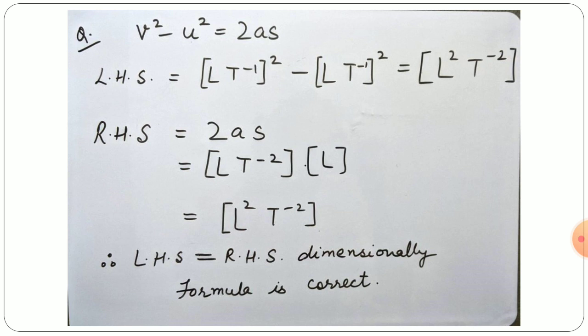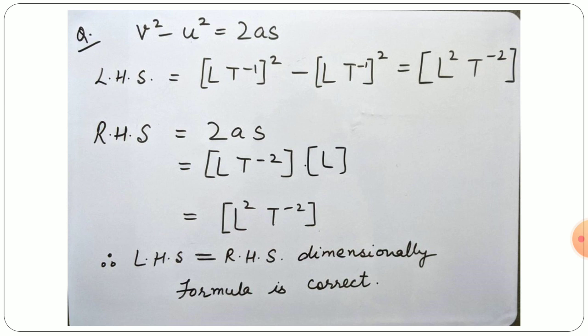Here the dimension of velocity is LT minus 1. So we can write [LT^-1] within square brackets. We have the square, so we write [LT^-1] whole square minus [LT^-1] whole square. This will result in the same dimension. So finally when we use the squares, we get L square T minus 2.